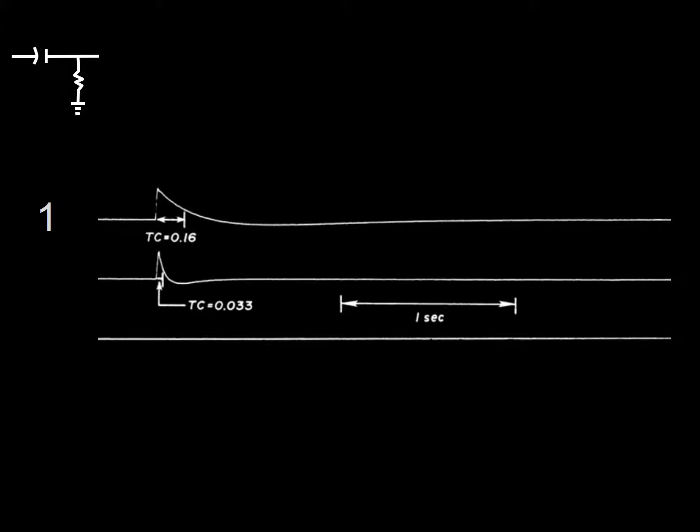The relation between time constant and value of a filter is often asked in the board exams. Remember that a time constant of 0.16 seconds has the same effect on a wave as a 1 Hz low frequency filter, and a time constant of 0.033 seconds corresponds to a 5 Hz frequency filter.